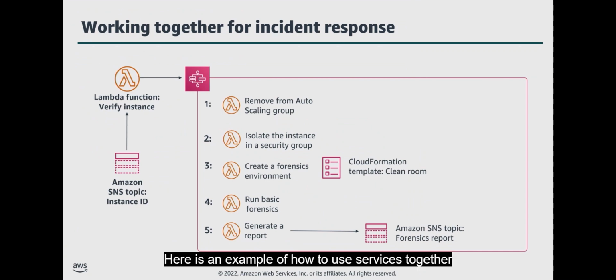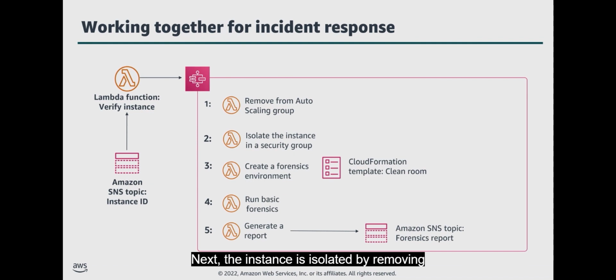Here's an example of how to use services together to remediate a compromised instance. First, a script or third-party tool pushes an instance ID to an SNS topic. Then, a Lambda function verifies the ID and, if compromised, initiates a step functions workflow. In the first step, the instance is removed from its auto-scaling group and a snapshot is created of any attached Amazon Elastic Block Store or Amazon EBS volumes.